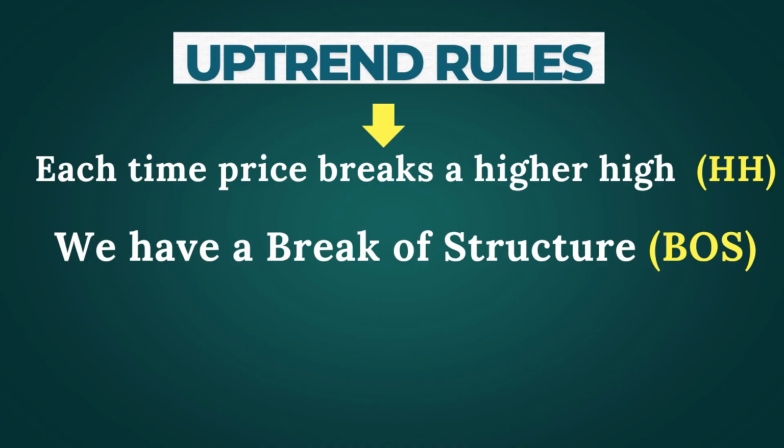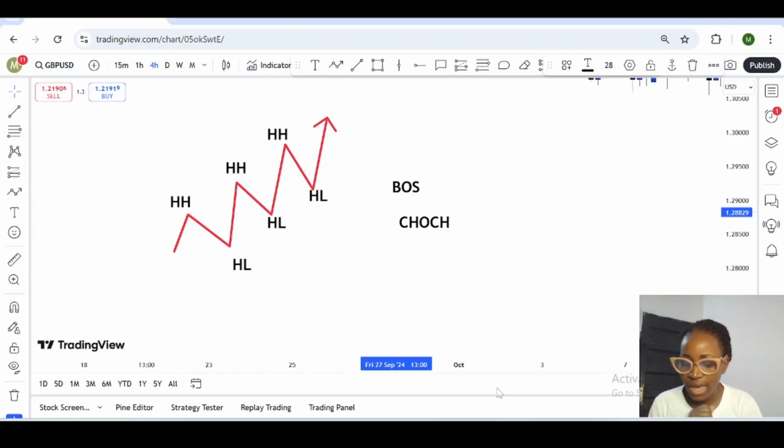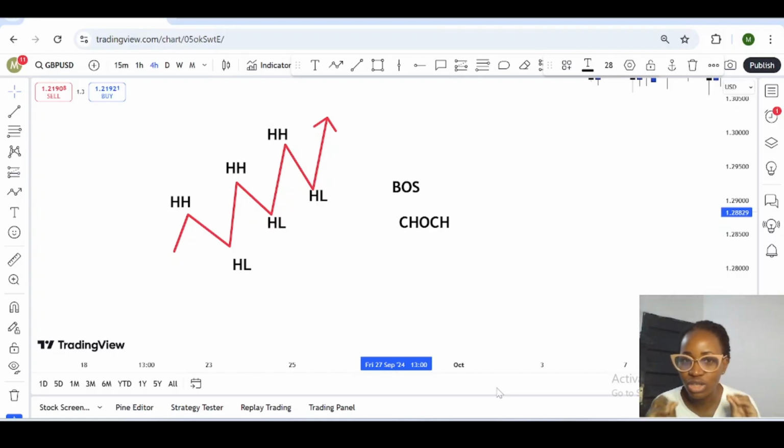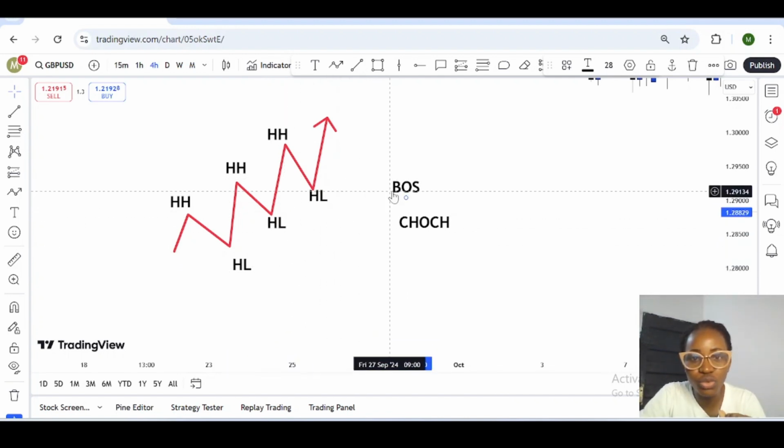So this is the rule. For an uptrend, remember we are working with an uptrend now. So for an uptrend, each time price breaks a higher high, we have a break of structure. That's the first rule. And the second rule is when price breaks a higher low, we have a market structure shift or a change of character. Pay attention to this. Change of character is the same as market structure shift. Don't be confused. So let's try to understand this uptrend based on the rule we set for a break of structure and based on the rule we set for a change of character.